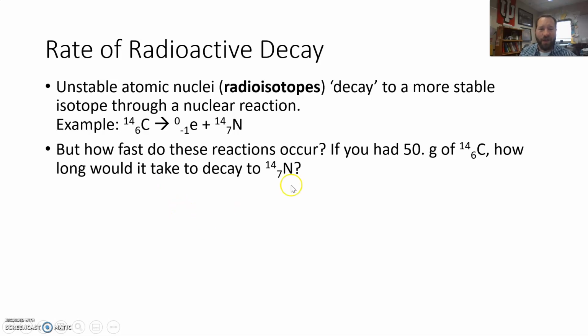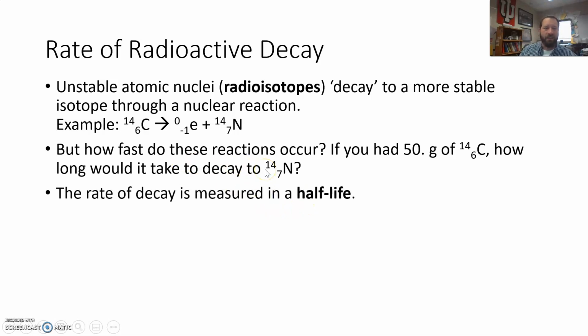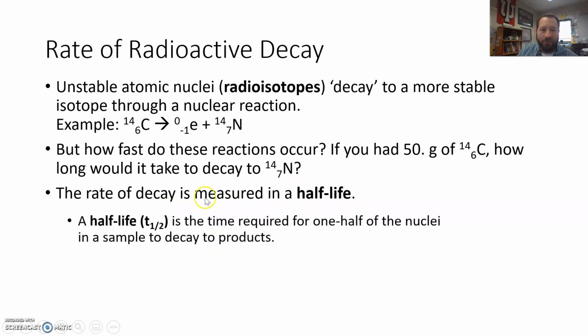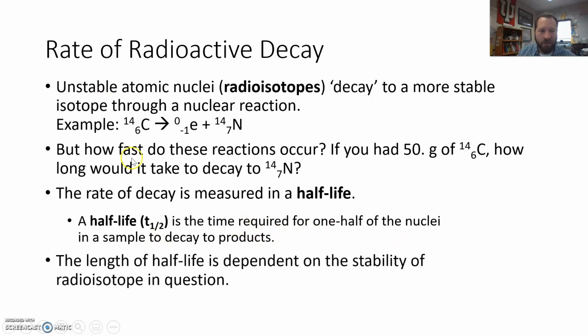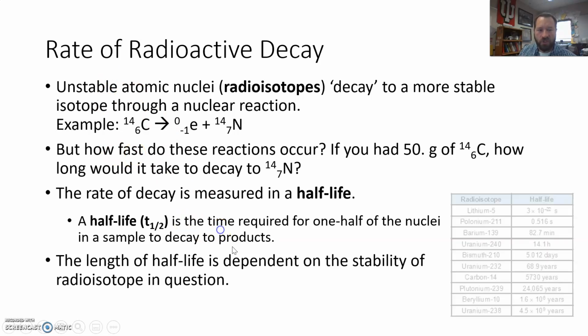But how fast do these reactions occur? For instance, if I gave you 50 grams of carbon-14, how long would it take to decay to nitrogen-14? The answer to that is a little bit more complicated than you might expect. The rate of decay is measured in what we call a half-life. A half-life, which we symbolize as T1/2, is the time required for 1/2 of the nuclei in a sample to decay to products. The length of a half-life is dependent on the stability of the isotope in question.